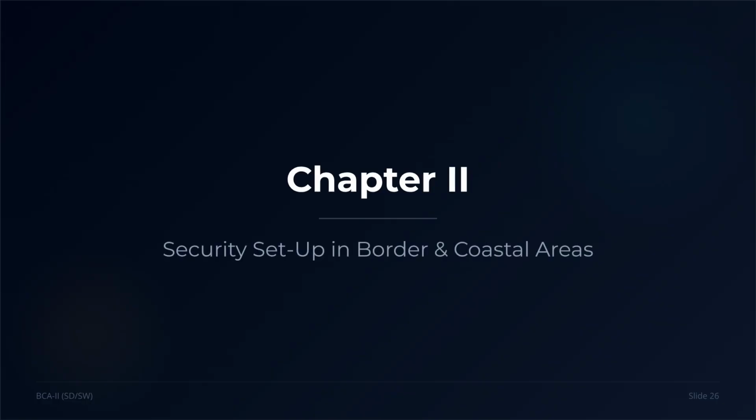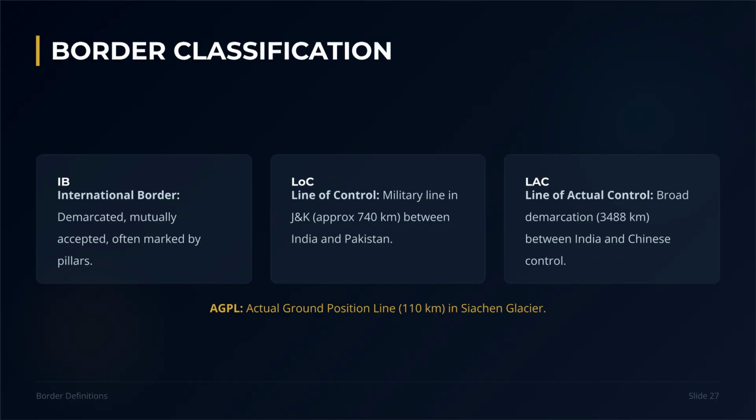Chapter 2 will now focus on the security setup in India's border and coastal areas, examining the structures and technologies used to manage these crucial frontiers. India's borders are classified as international border, which is mutually accepted and demarcated, the line of control, a military line between India and Pakistan, and the line of actual control, the broad demarcation with China. The actual ground position line is in the Siachen Glacier area.